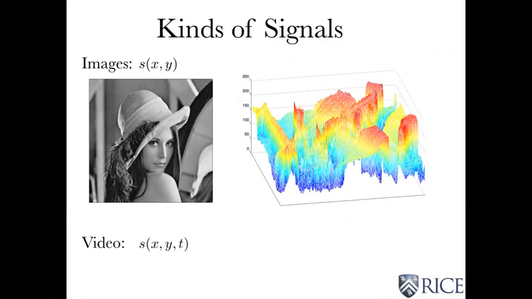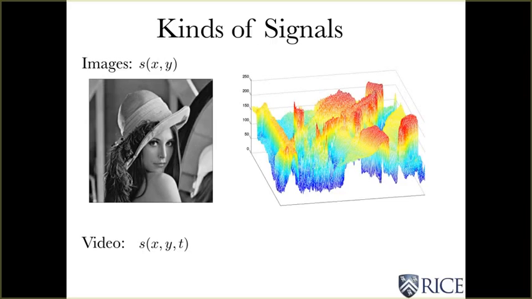Now, another kind of signal that's interesting is video. As you know, video is a sequence of images occurring in time, so that makes it a function of three variables. So, space and time. So, the jargon is that an image is a 2D signal because it depends on two variables. This is a 3D signal because it depends on three variables. And this is common terminology.